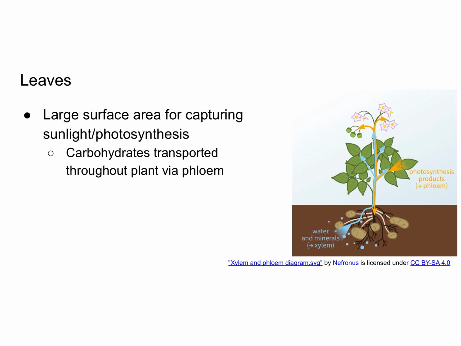Vascular plants also have true leaves. And remember that leaves are the primary site of photosynthesis. So the cells in leaves have those chloroplasts, which are those organelles that have the pigments and proteins needed for photosynthesis to occur. And leaves typically have a large surface area to maximize how much light that they can capture.